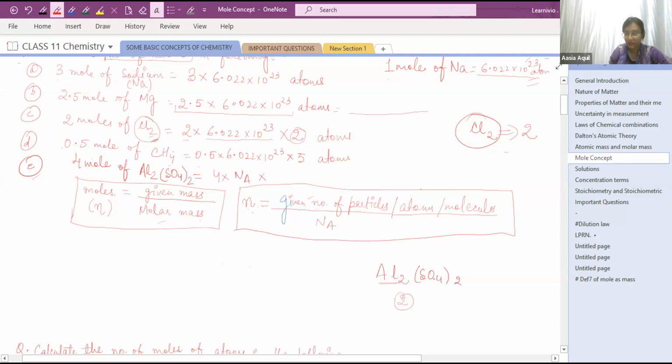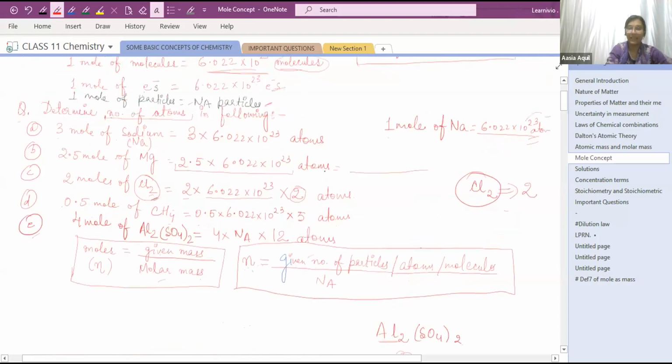And how many oxygens are there? 4 into 3, that is 12. So 2 plus 3 plus 12... Yes. So you have to multiply it by 12. So the total number of atoms in this compound is 12. Right? So 4 into Avogadro number into 12, the number of atoms.